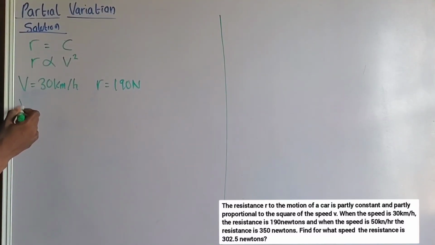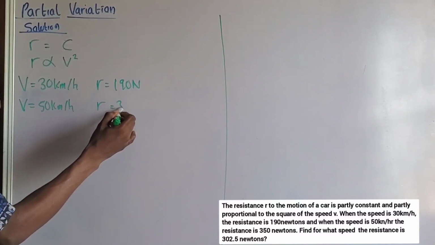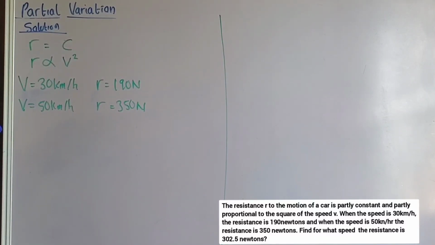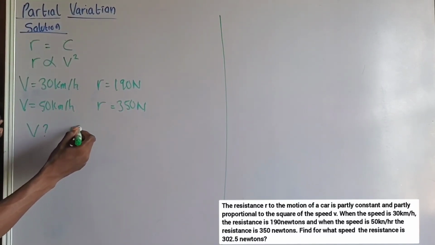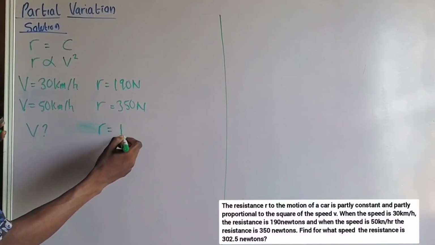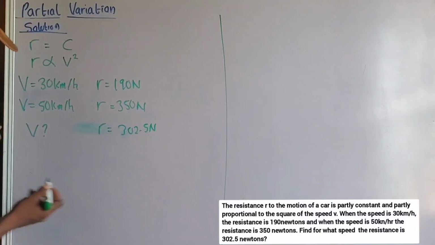Now, when the speed is 50 km per hour, V equals 50 km per hour. The resistance is 350 newtons. Find for what speed the resistance is 302.5 newtons. The meaning of that question is that you have to calculate the speed when the resistance is 302.5 newtons. So we are looking for the speed when the resistance R is 302.5 newtons. Now let's proceed.